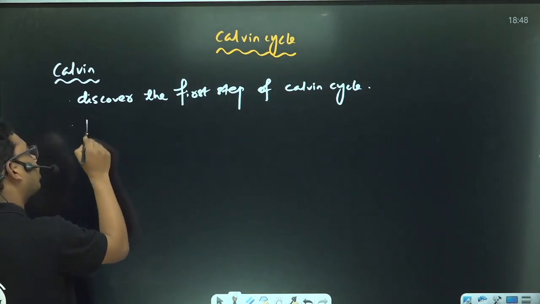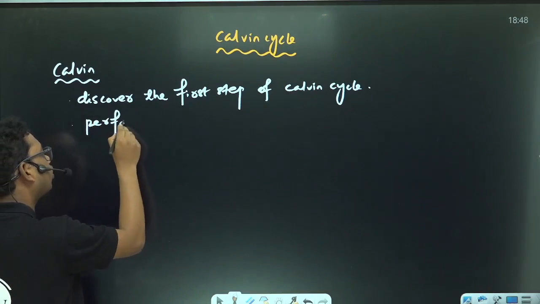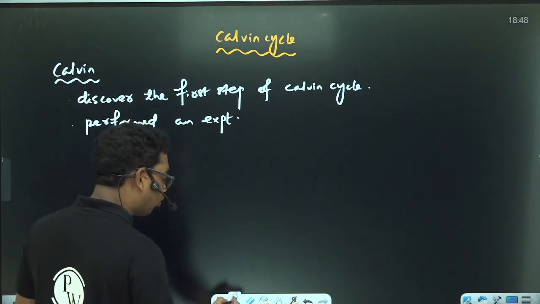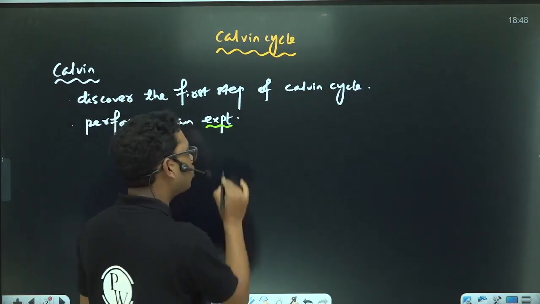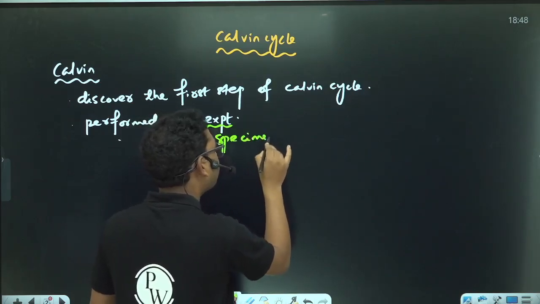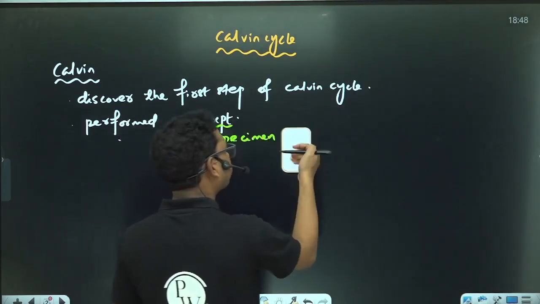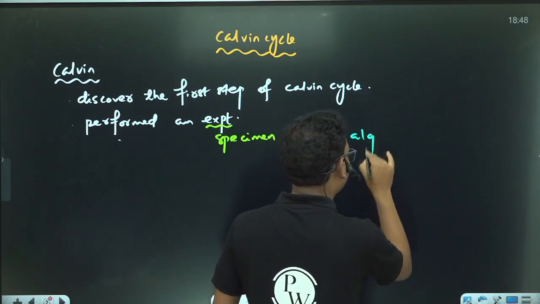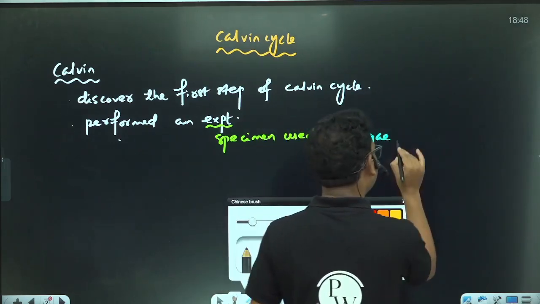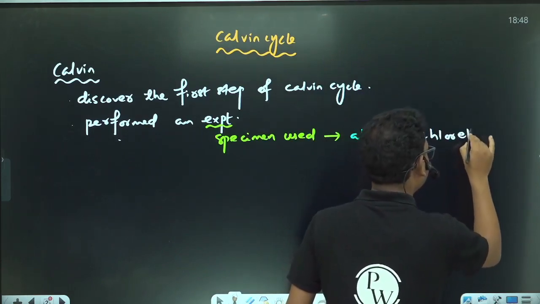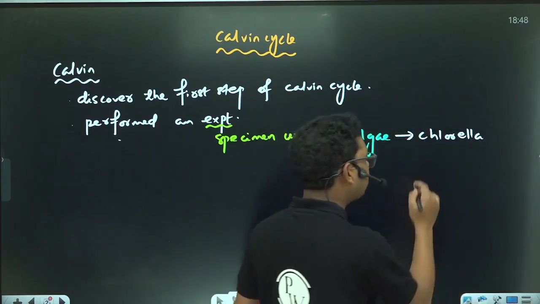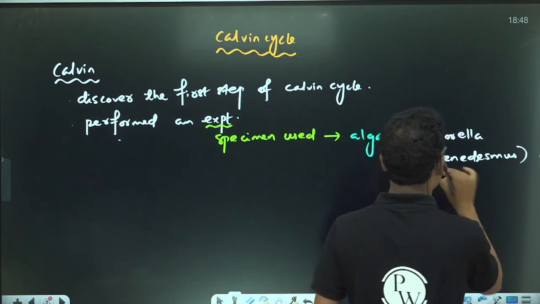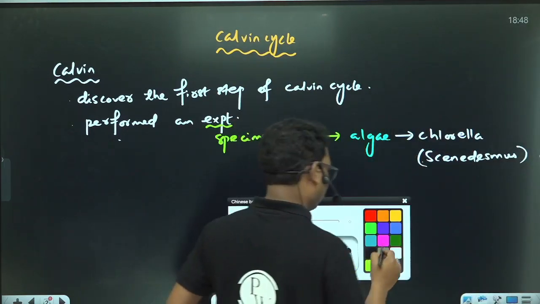So he performed an experiment, and for his experiment, he used some specimen. Which specimen was used by him? The specimen used by him was actually an alga. Which algae did he use? He used chlorella. Apart from chlorella, he also used scenedesmus. Clear? But remember the name chlorella. This is very important.